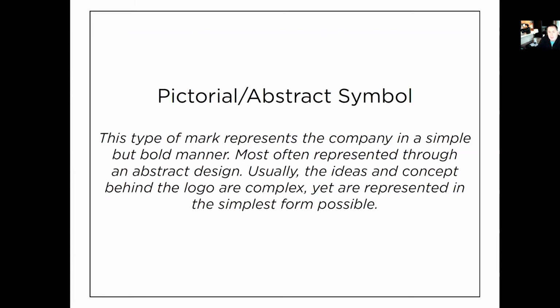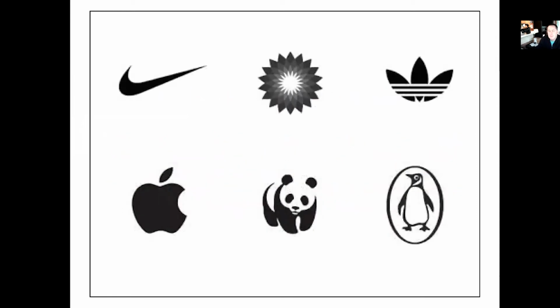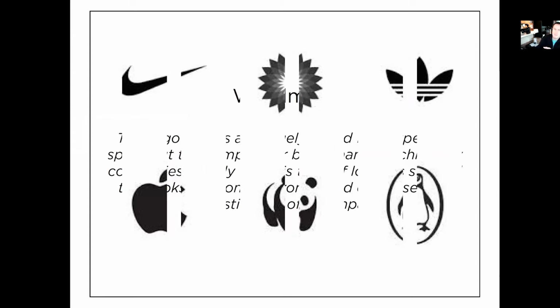There are pictorial and abstract symbols. This type of mark represents the company in a simple but bold manner, most often represented through an abstract design. Usually the ideas and concept behind the logo are complex, yet are represented in the simplest form possible. So if we look at some of these, they're abstract symbols. You notice the Nike symbol, you see BP, Adidas, Apple, the World Wildlife Fund, and Penguin Books.